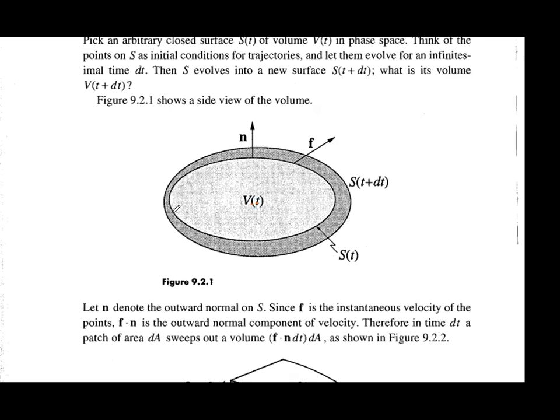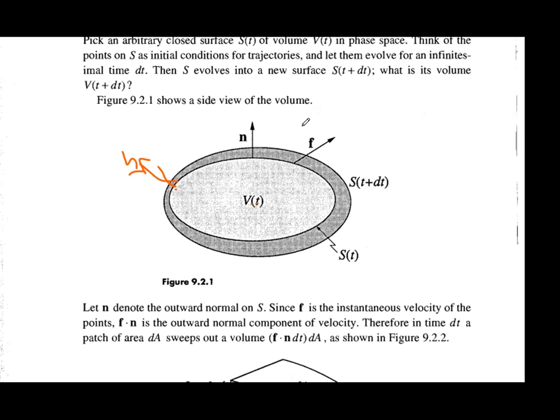So pick a closed surface in this three-dimensional space, and this is your vector field, the velocity field. This one is the normal outward vector to the surface. If you consider this point, this is the normal vector to the surface at this point. And this is your velocity field.